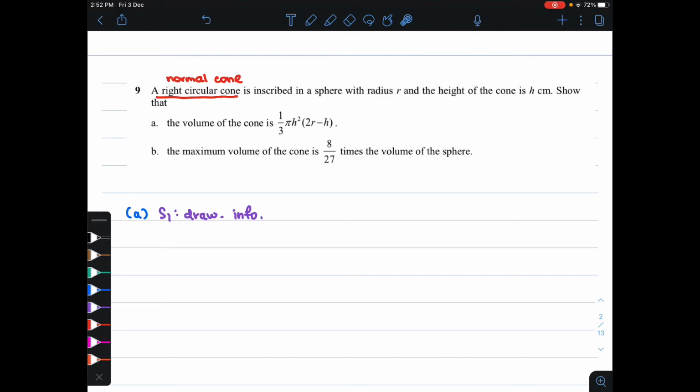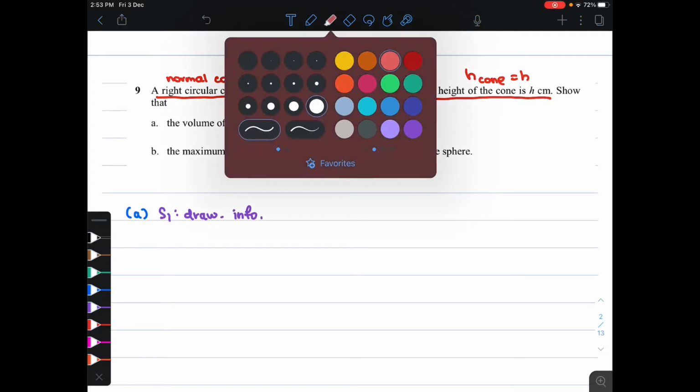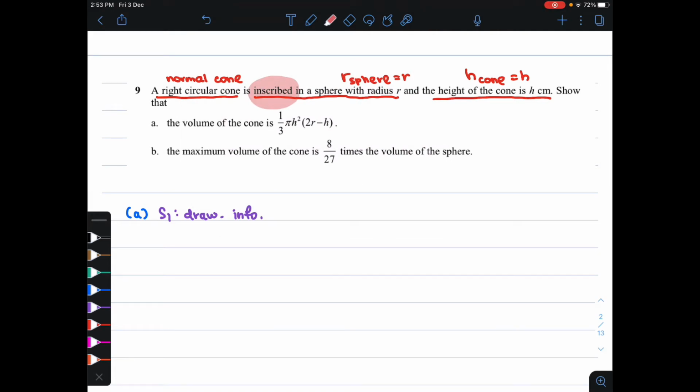Okay, and then it says this cone is inscribed in a sphere with radius r. So, radius r ni merujuk pada sphere. So, radius of sphere is r. Height of cone is h. Okay, so kamu kena jaga-jaga. Kali ni kita ada sphere dan juga cone. So, setiap satu ni dia akan ada dia punya maklumat dia sendiri. Dia ada radius of cone, height of cone. Untuk sphere, dia ada radius sahaja. Alright. And then, macam biasa, kamu nampak perkataan inscribe. Inscribe maksudnya semua hujung cone kamu, dia akan sentuh kamu punya sphere.